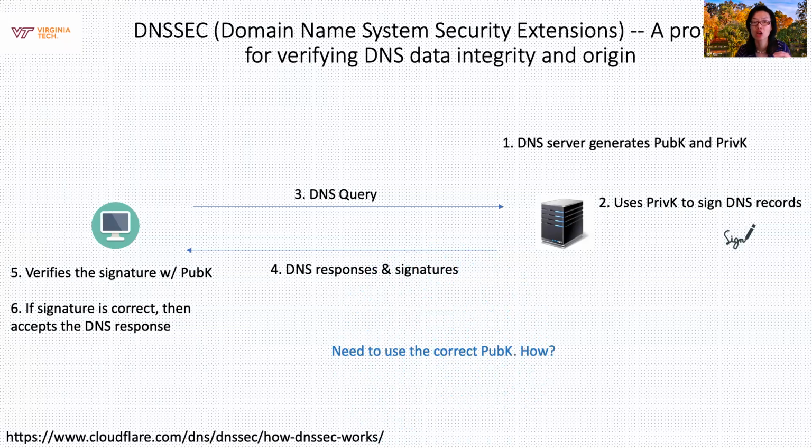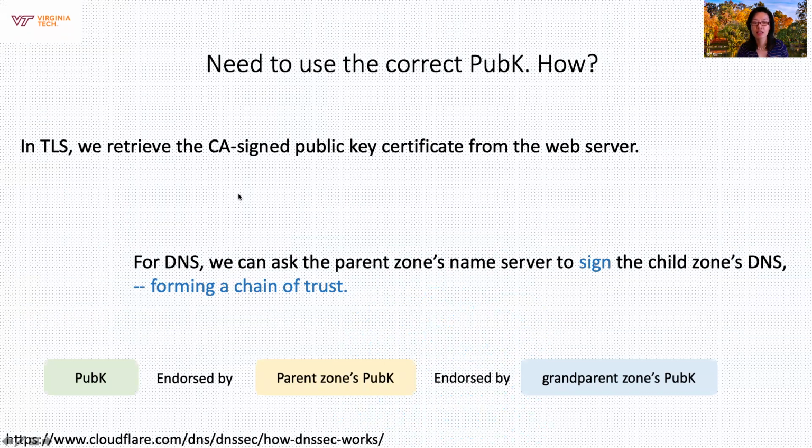And then of course, it's always a question: where do you store the keys? So who verifies the keys? In this case, you have the parent zone endorse the child zone, and the grandparent zone endorse the parent zone. And so you can have some sort of CA-like hierarchy. And then of course the root zone gets signed with the CA.